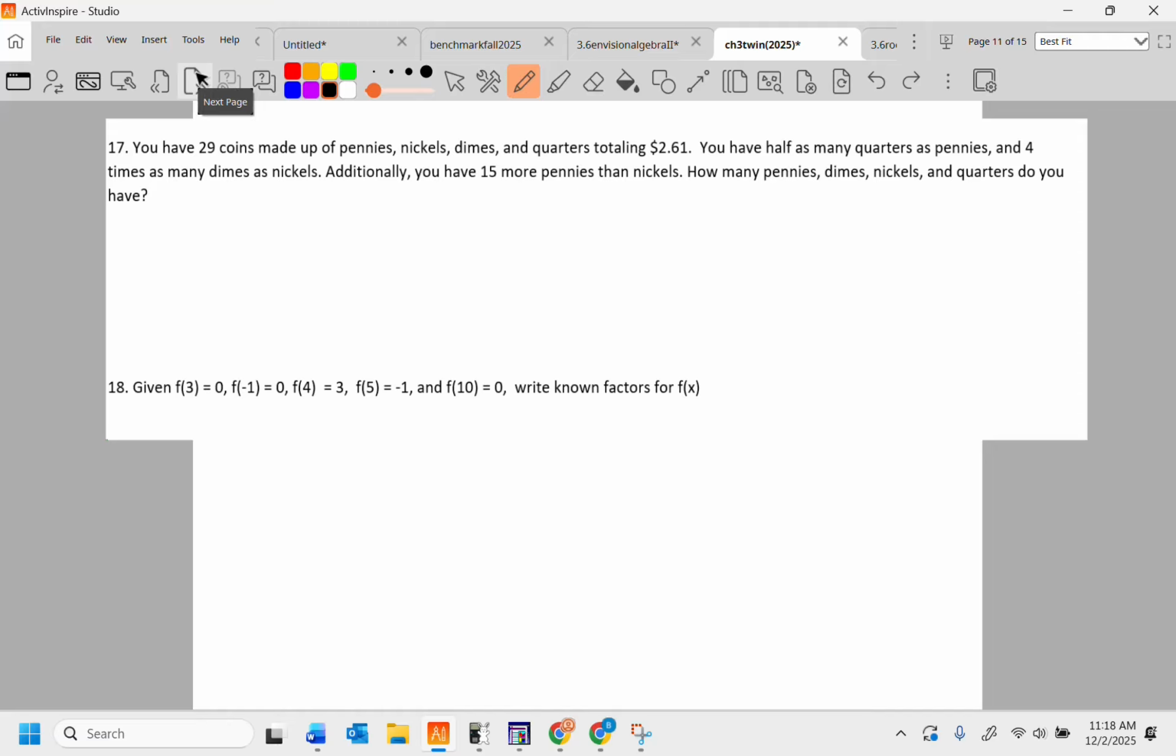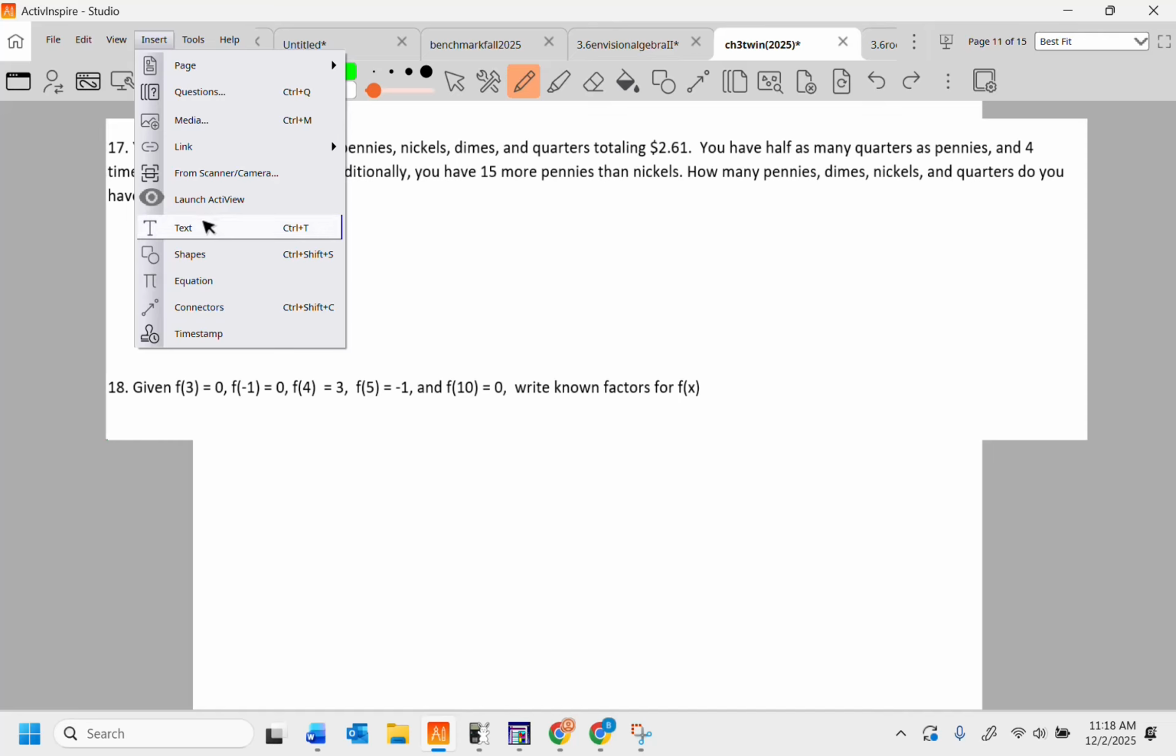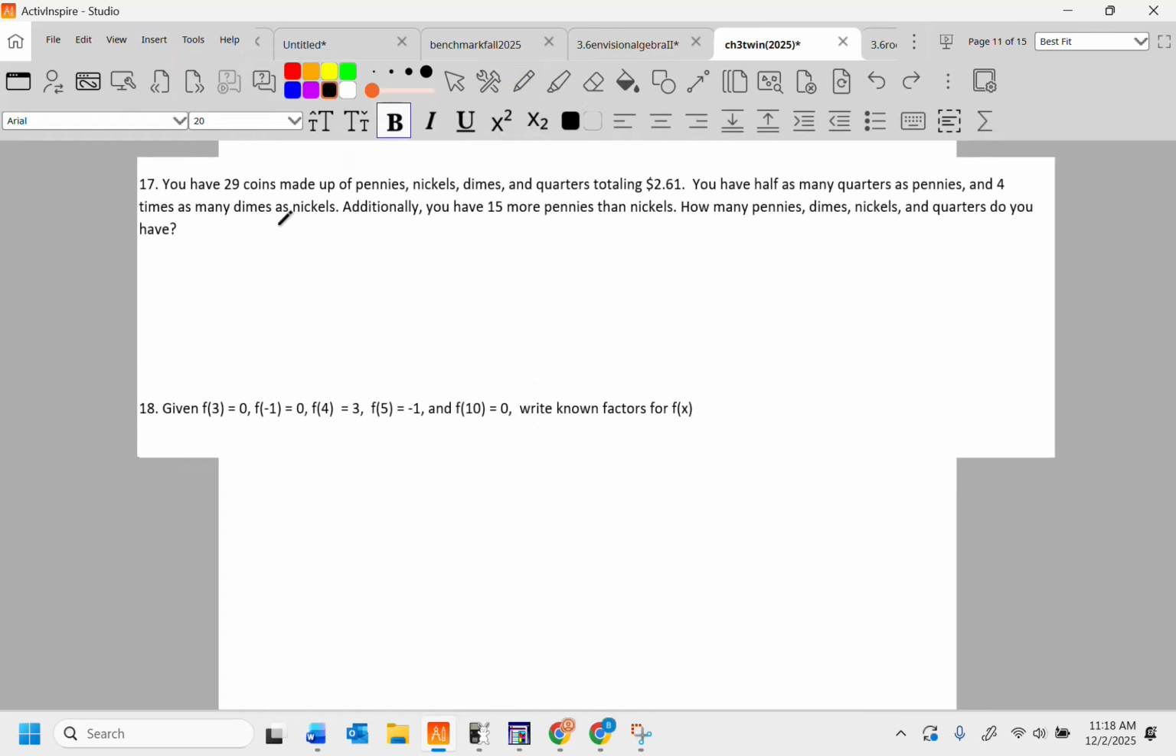You have 29 coins made of pennies, nickels, dimes, and quarters totaling $2.61. You have half as many quarters as pennies and 4 times as many dimes as nickels. Additionally, you have 15 more pennies than nickels. How many pennies, dimes, nickels, and quarters do you have? Okay, maybe it is going to be a little rough. Perhaps. Actually, I think I got time to do this.